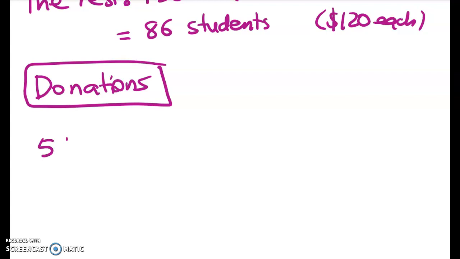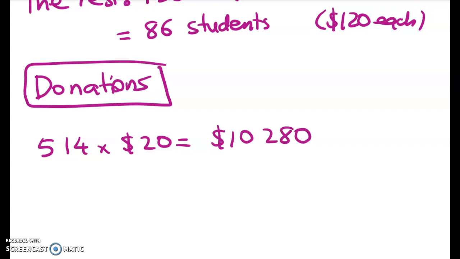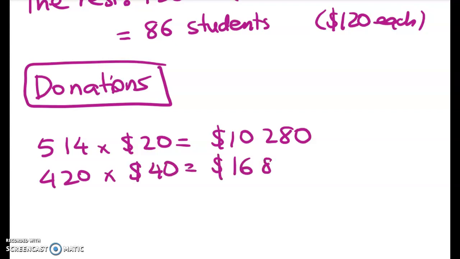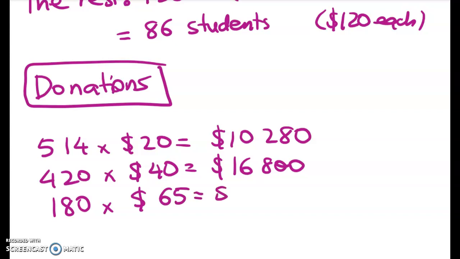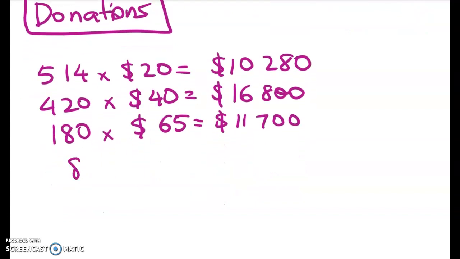So we're going to have 514 times $20. Then we'll have 420 who earn $40. Next, we've got 180 who earn on average $65. So they bring in donations of 11,700. And finally, we've got the 86 who earn or donate on average $120.